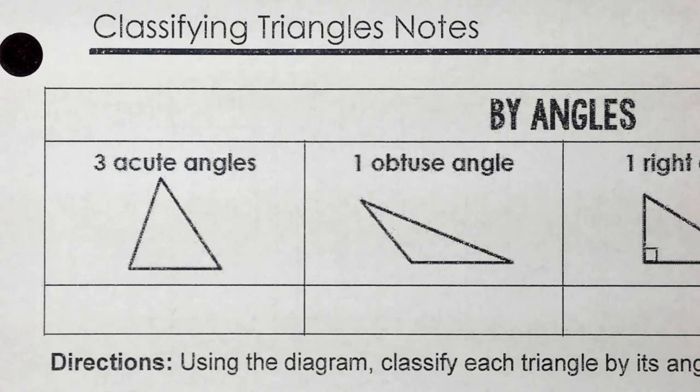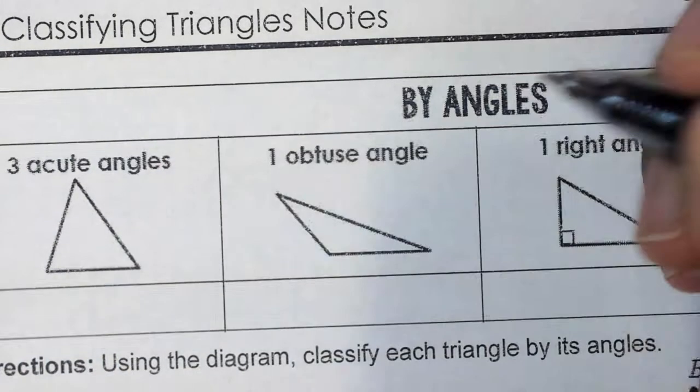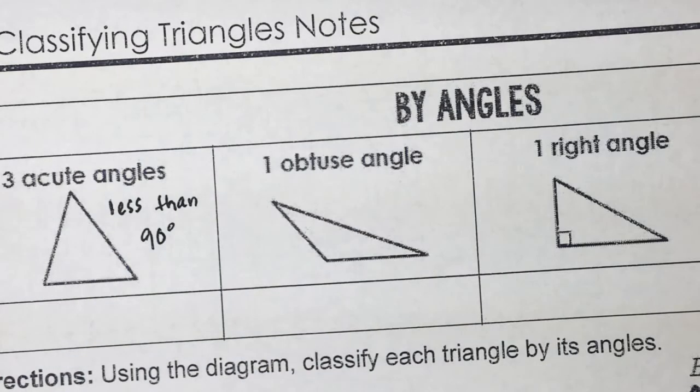So at the top, two ways we can classify triangles. The first way up here at the top is by their angles. So based on the angles of a triangle, we can classify a triangle. If a triangle has three acute angles, acute meaning what? Anybody know what acute means? Yeah. So all the angles will be less than 90 degrees. And that's all three angles. You have an acute triangle.